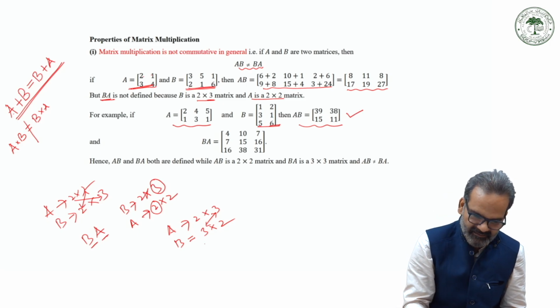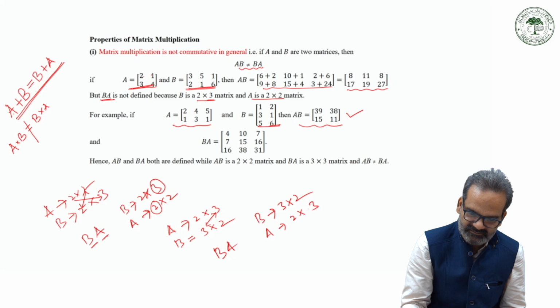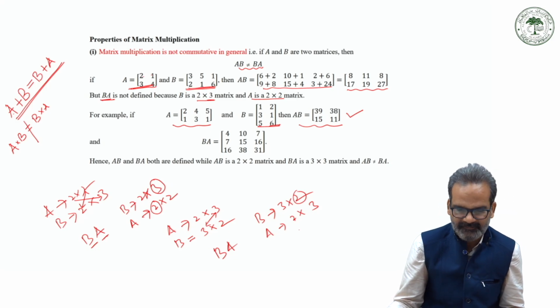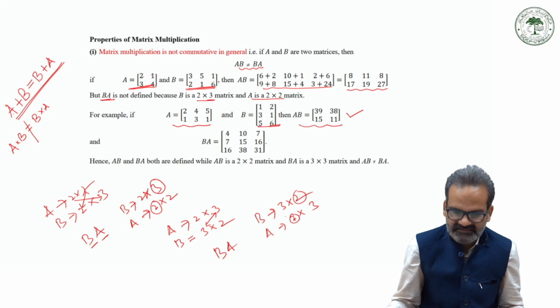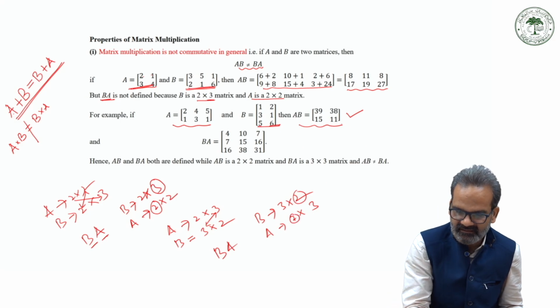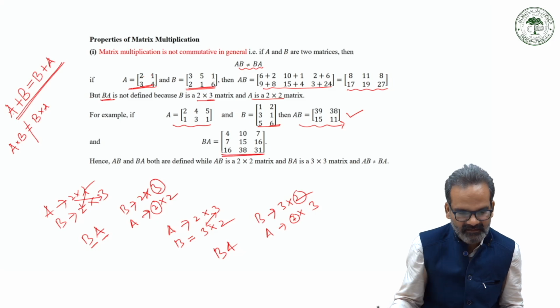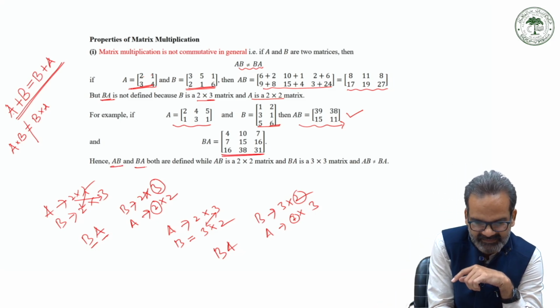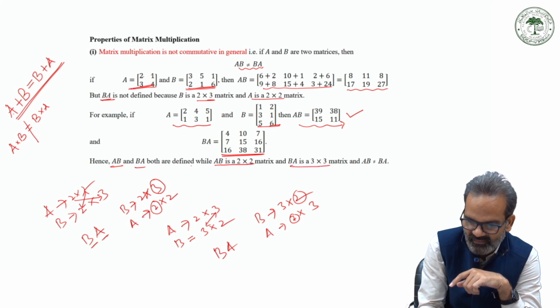And what about BA? B contains 3 rows and 2 columns, and A contains 2 rows and 3 columns. So for BA, this condition is satisfied. So AB is possible and BA is also possible. Hence, AB and BA are both defined, while AB is of order 2 by 2 and BA is of order 3 by 3, and AB is not equal to BA.